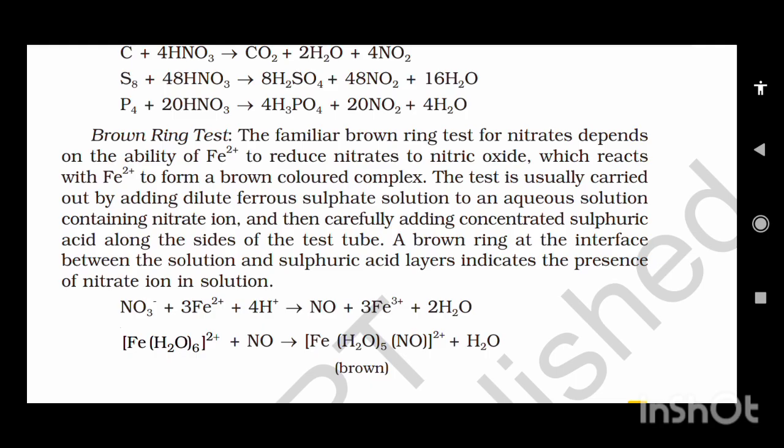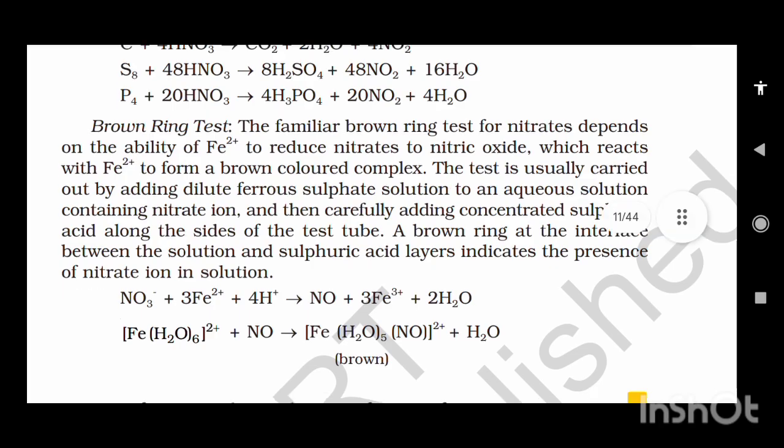The test is usually carried out by adding dilute ferrous sulfate solution to an aqueous solution containing nitrate ion and then carefully adding concentrated sulfuric acid along the sides of the test tube. A brown ring at the interface between the solution and the sulfuric acid layers indicates the presence of nitrate ion in the solution.